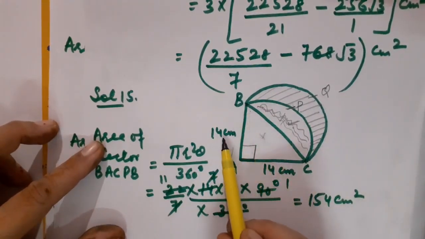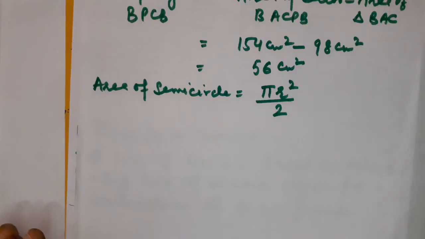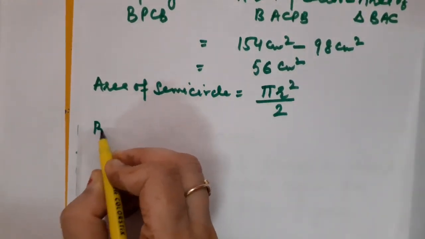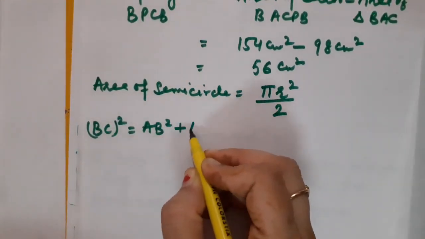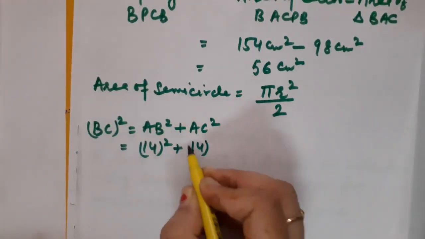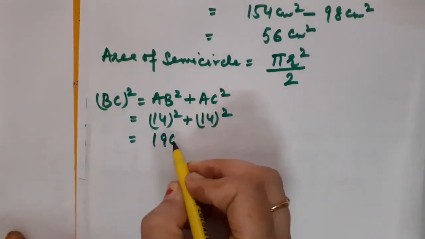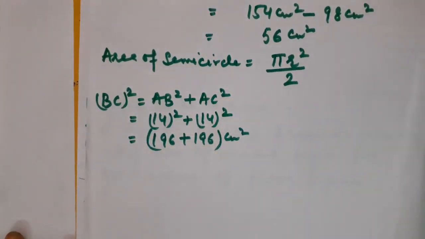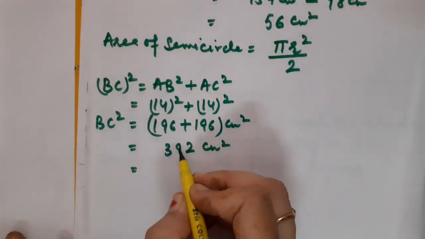BC square is equal to 14 centimeter whole square plus 14 centimeter whole square. So here I am going to apply Pythagoras theorem first of all to calculate BC square. So BC square is equal to AB square plus AC square. That is 14 square plus 14 square. So it would become 196 plus 196, and here you can write centimeter square. So children, after adding it, I have got 392 centimeter square.